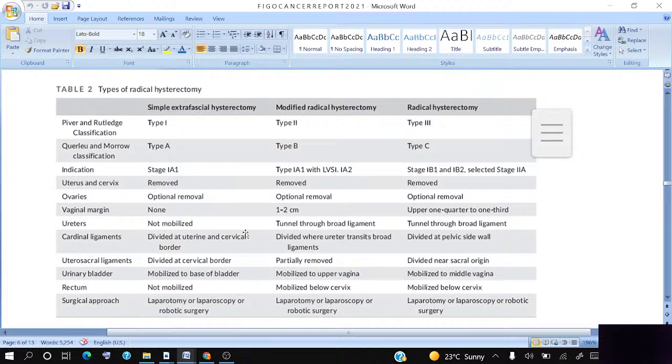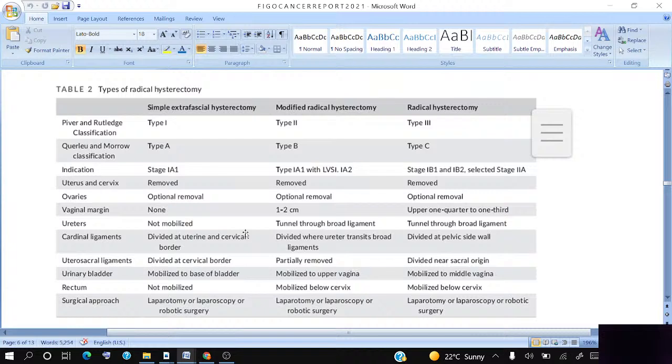So vaginal is safe in the simple, on stage 1. So the vaginal margin is not removed in the simple, but in type B, types 2 and 3, it is going to be removed. The ureter is not mobilized in type 1, but in type 2 and type 3 it will be. Type 2 is 1 to 2 centimeters, and type 3 will be the optimal removal of the upper quadrant, the upper one third, of type 3.